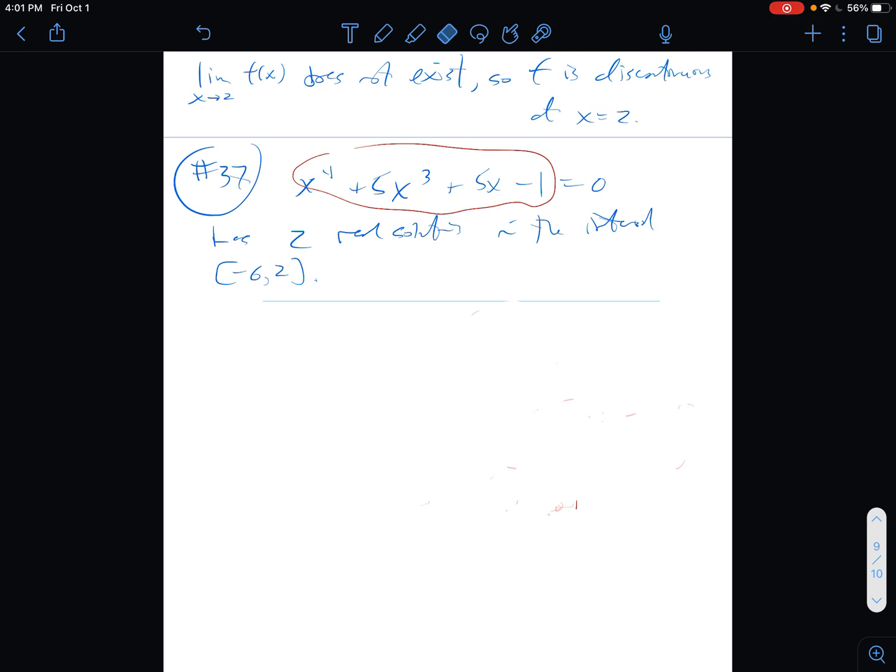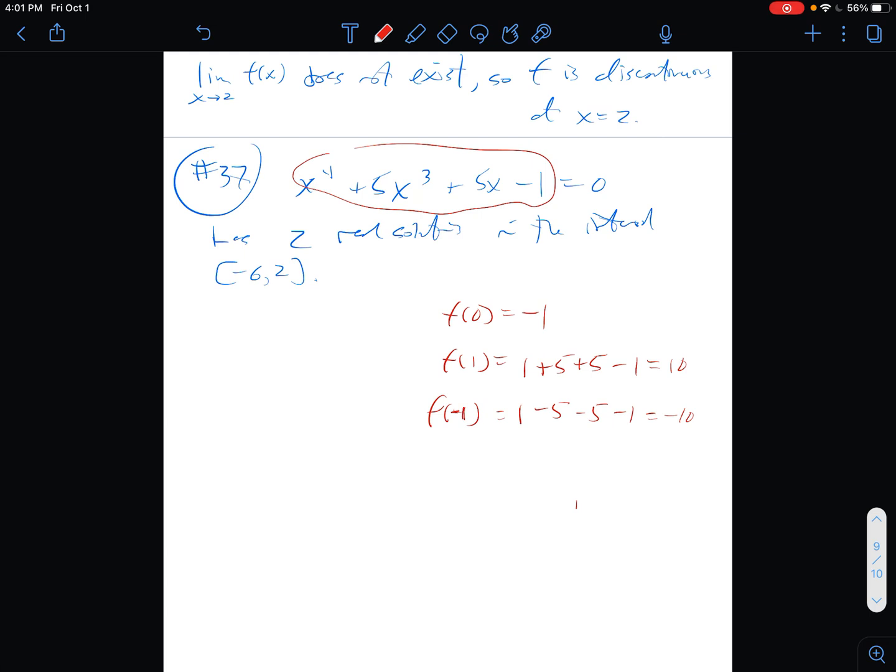Oh, did I do this wrong? Sorry, okay. I'm just talking through this. Let's do this more carefully. F of 0 is definitely -1. F of 1 is 1 plus 5 plus 5 minus 1, which is 10. F of -1, I think I goofed on that. F of -1 is 1 minus 5 minus 5 minus 1, which is -10.